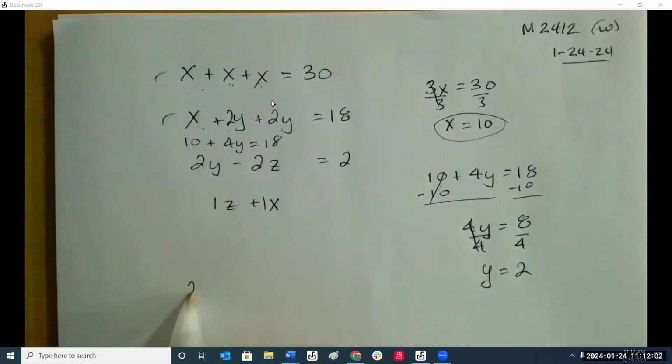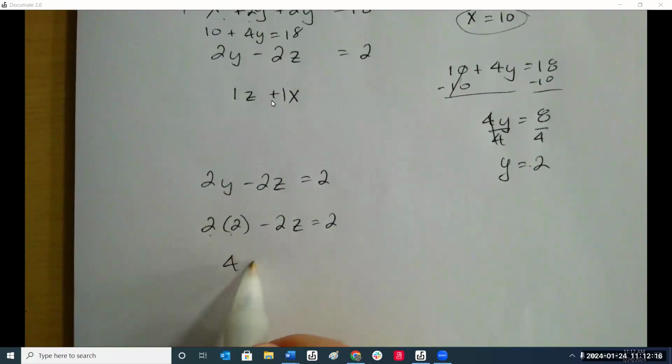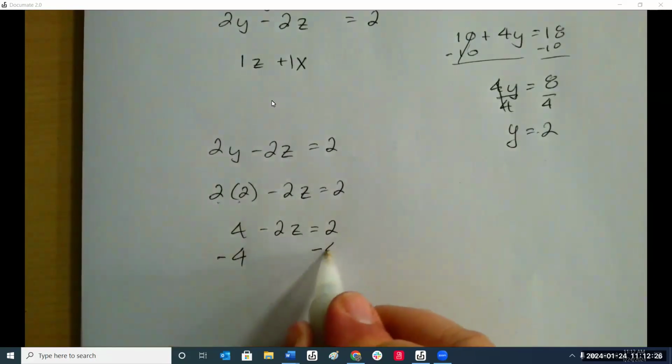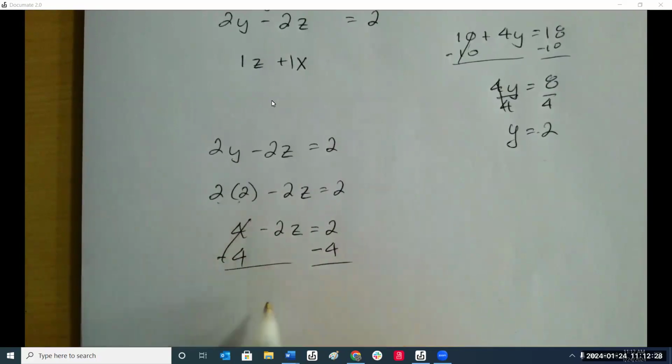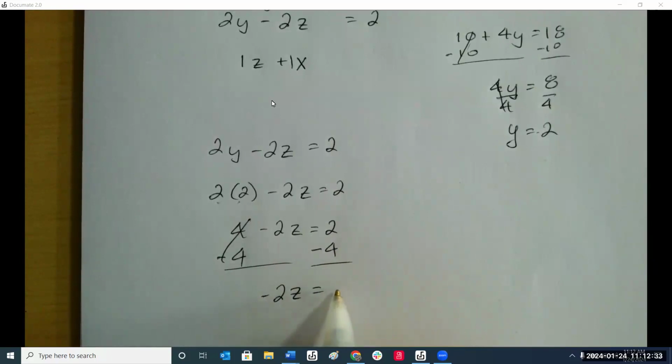So we have 2y minus 2z equals 2. Each y is 2. Two times 2 is 4. Now what? Subtract 4. Two minus 4 is... plus 4 is bigger than 2.